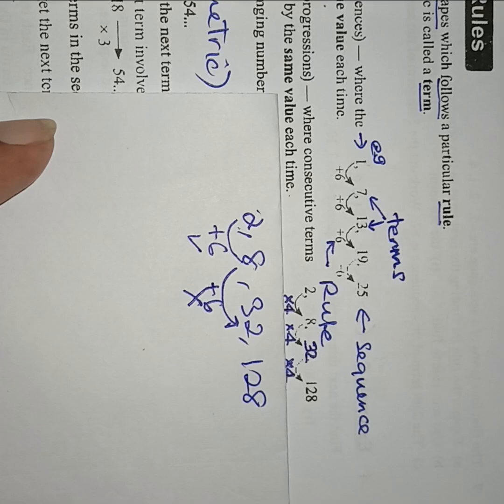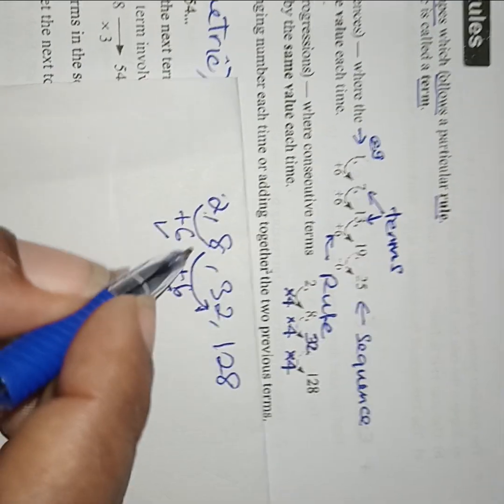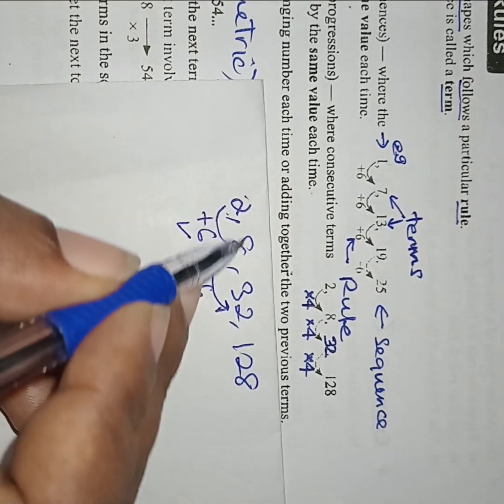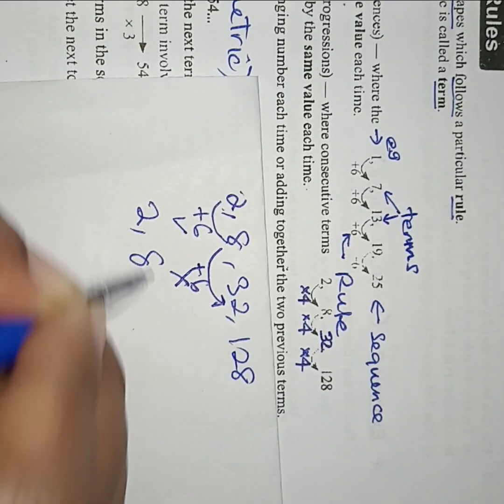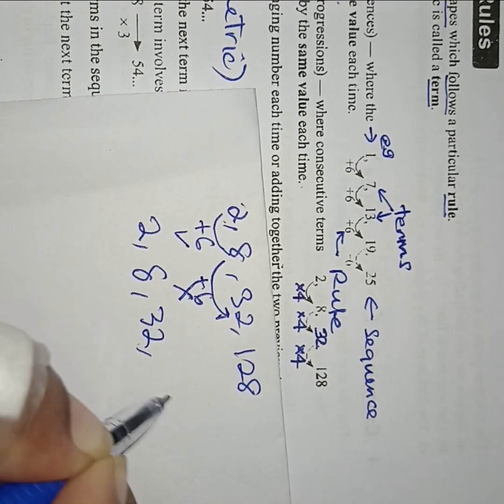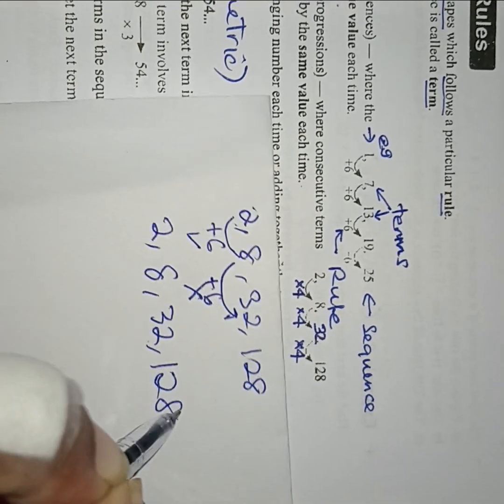This could be a geometric sequence. So let's try and multiply. Since our numbers are increasing, let's try multiply. 2, 8, 32, 128.